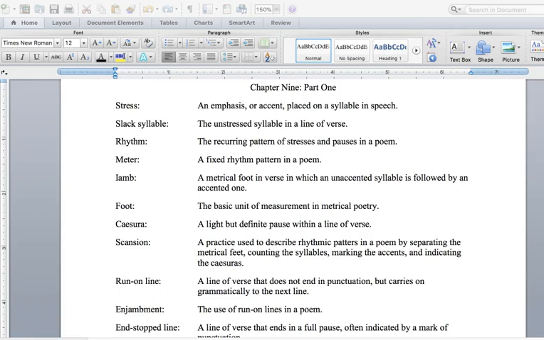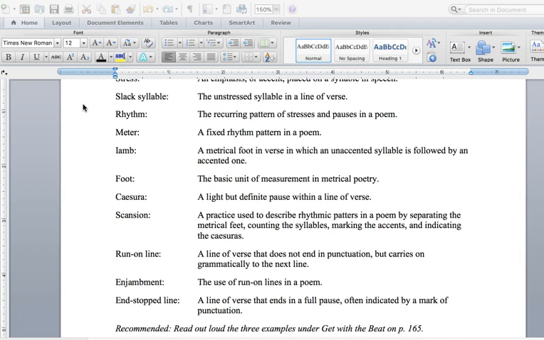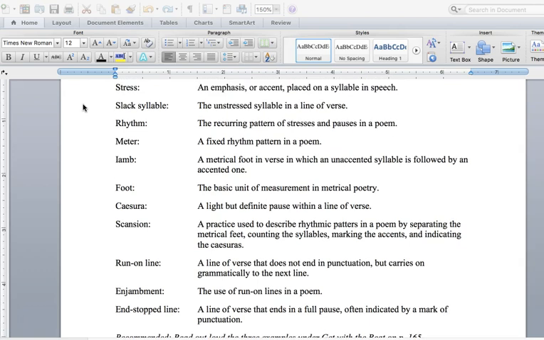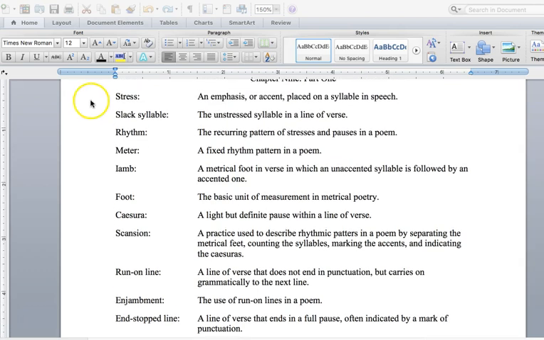In Chapter 9, we are working with rhythm. And you noticed when you took the vocabulary quiz, when you read the chapter, that there was a lot of vocabulary in this chapter, a lot of terms to understand. I have scaled back somewhat on the number of terms, but even scaled back, there's still quite a few. And so I want to review those briefly.